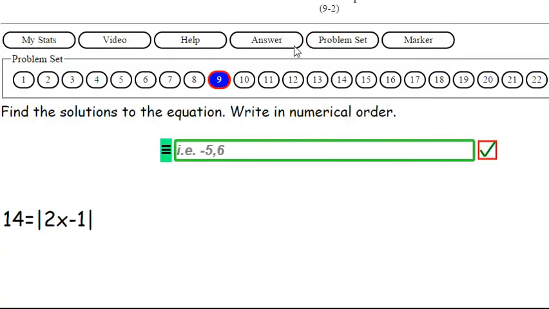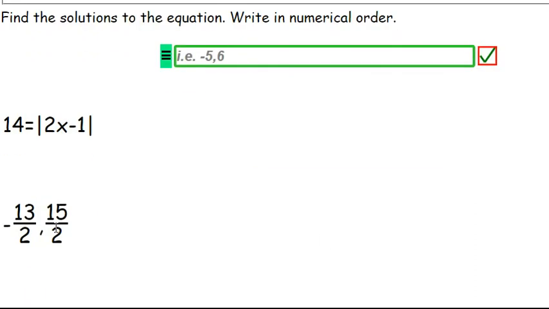So let's go over here. Negative 13 over 2 and 15 over 2. And I'll let you go ahead and plug those in.